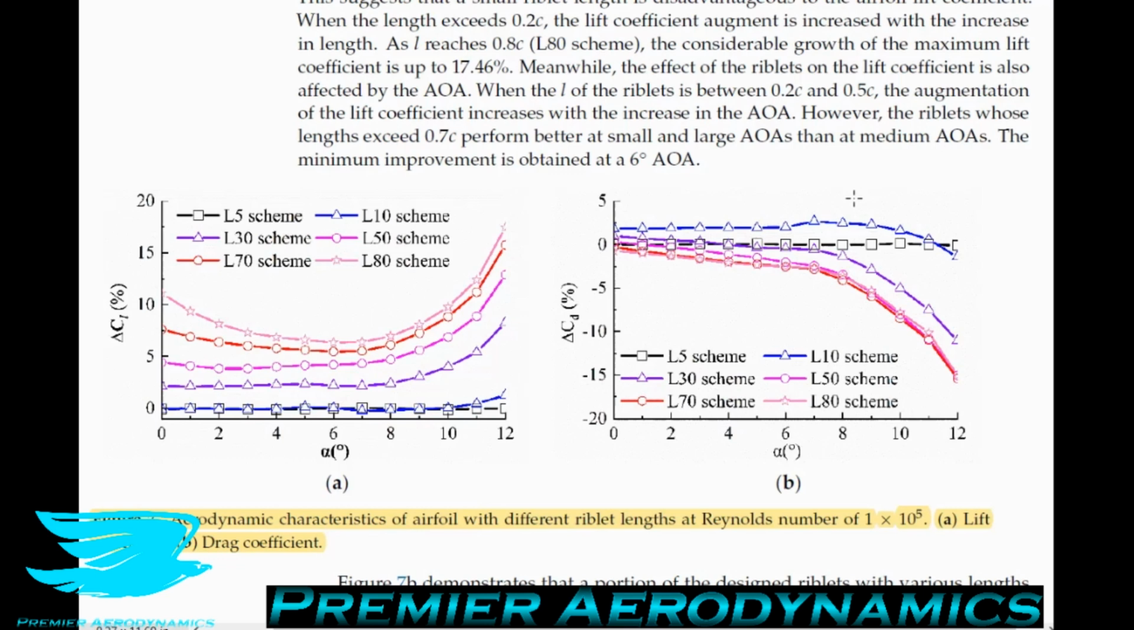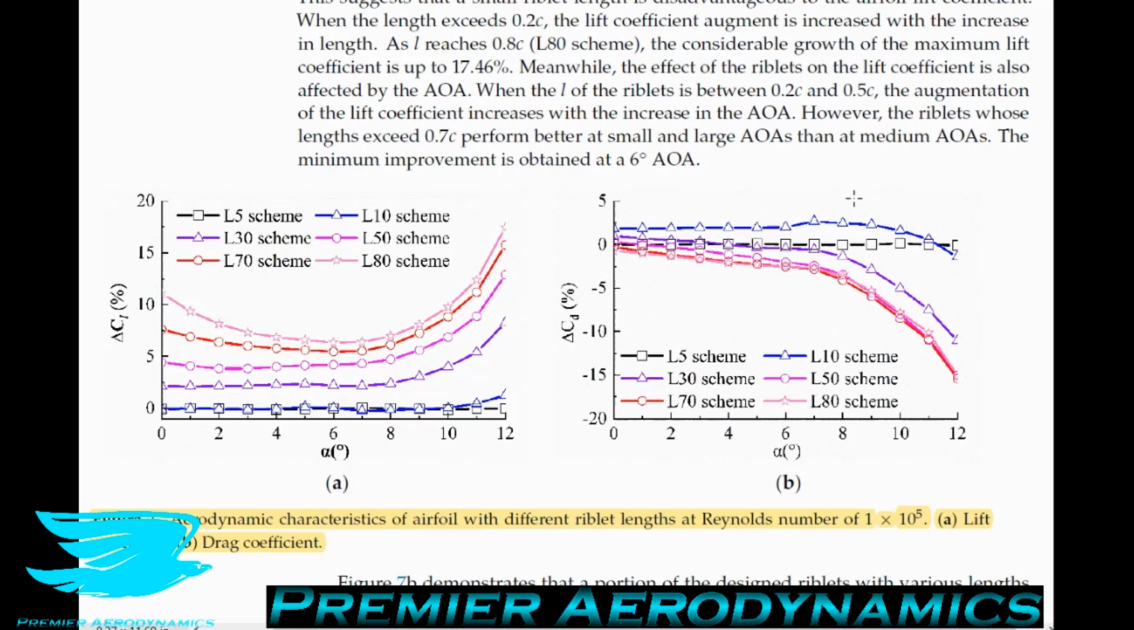The lift and drag coefficients are both affected by the riblets at angles of attack between 0 degrees and 12 degrees. The variations in the lift coefficient acquired by the L05 and L10 schemes, so 5% and 10% of the chord, are negative. So these two riblet configurations slightly reduce the lift coefficient.